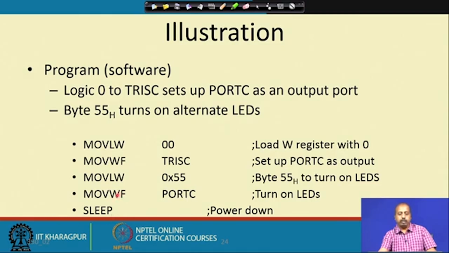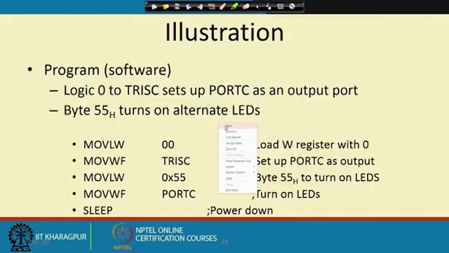If you want them to blink, then you should put a delay here and then do a shifting of this W register from 55 hex so that it comes to the status AA hex, and that way you can put a loop around this, so that you can get alternate blinking of LEDs. That is not shown in this program.